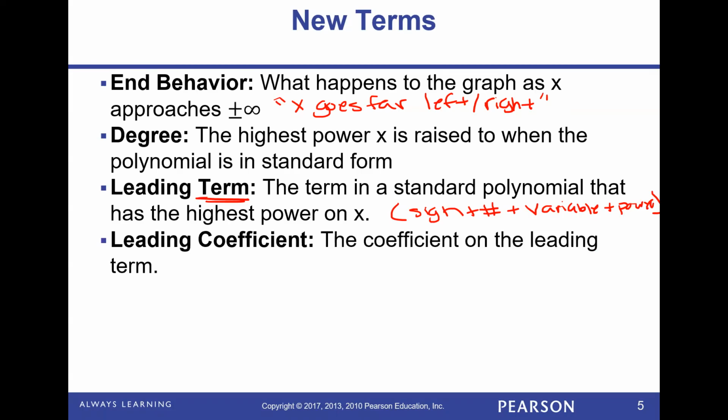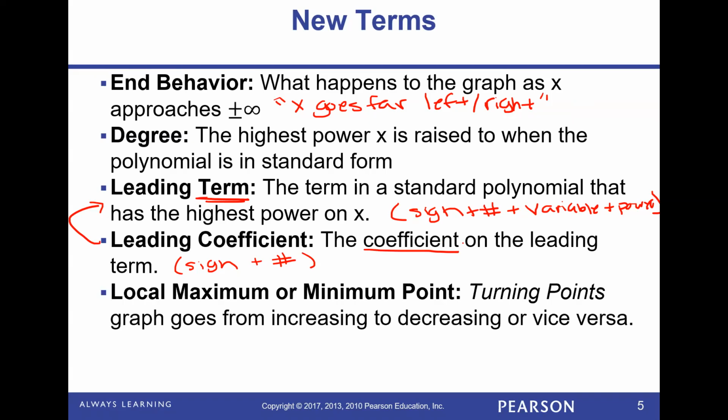We also have the leading coefficient, which is going to be the coefficient from that leading term. So it's going to take what it comes from this up here. And for this one, it's just basically the sign plus the number. We don't actually care about the variable or the power on the variable because the coefficient is the number in front of those variables that are being multiplied to it.